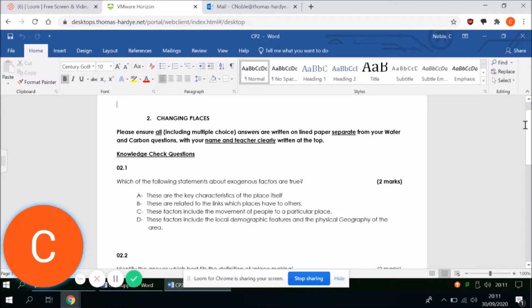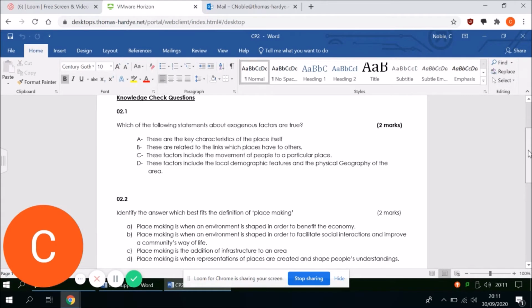Second Changing Places CAT. The first question is asking you about exogenous factors, and the key thing here is that these are opposite to endogenous factors, which are things that are about the place itself. So for this question you'll need to select two statements about exogenous factors which are true.